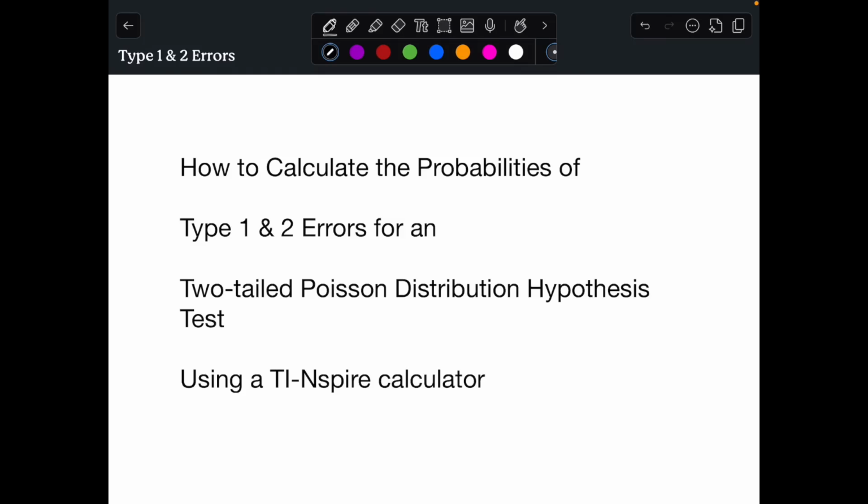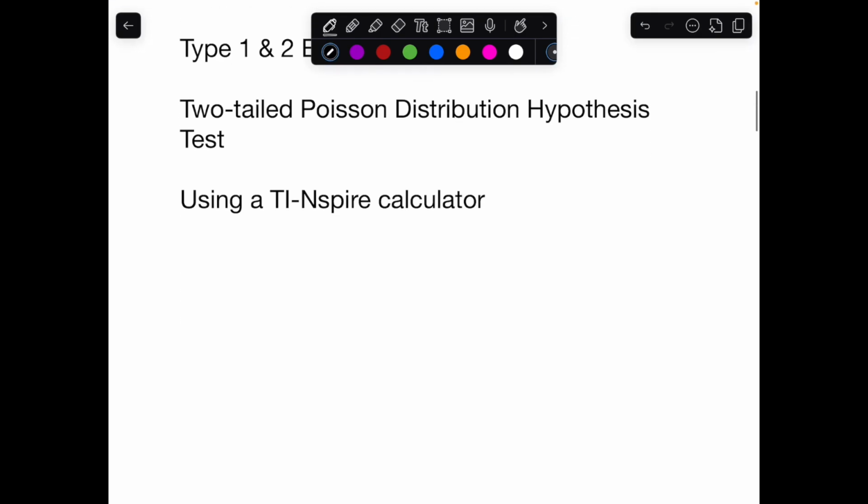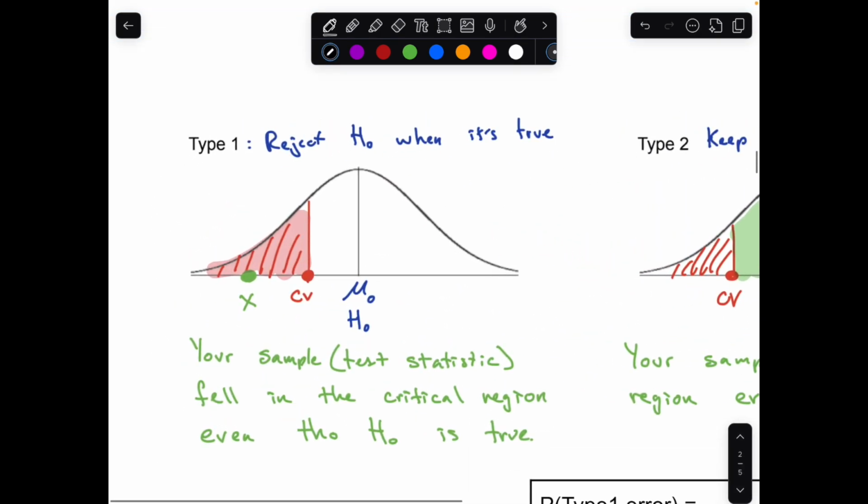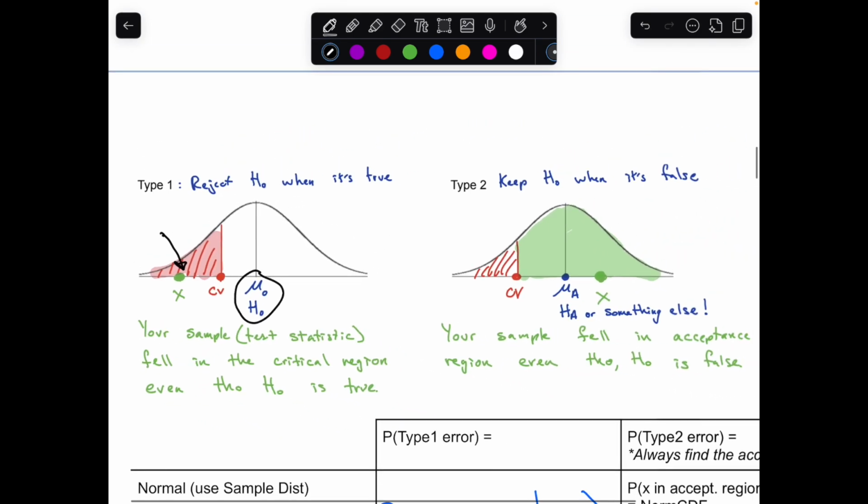In this video, we're going to look at how to calculate the probabilities of type 1 and type 2 errors for a two-tailed Poisson distribution hypothesis test using the TI-Nspire calculator. As a quick review, a type 1 error is when you reject the null hypothesis, even though it's true, because your sample fell for some reason in the rejection region.